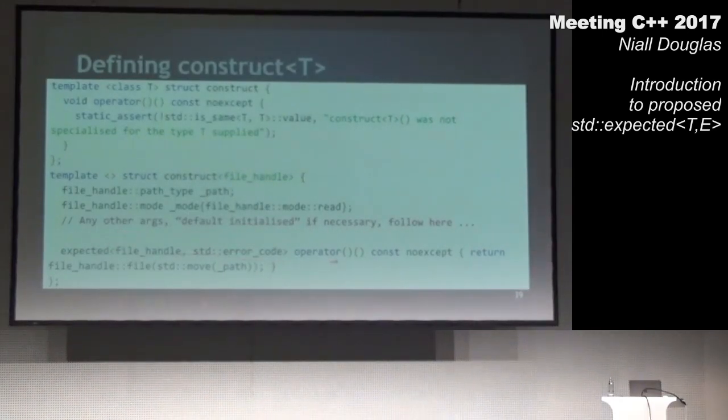And then down here for your call operator, you have a thing returning your expected, and all you simply do is you simply call the static member function that we had before, moving the path, and now it suddenly occurs to me that I never bothered bringing in the mode. So there should be a comma mode just there, and I will fix that in the slides before I upload them. Any questions about that?